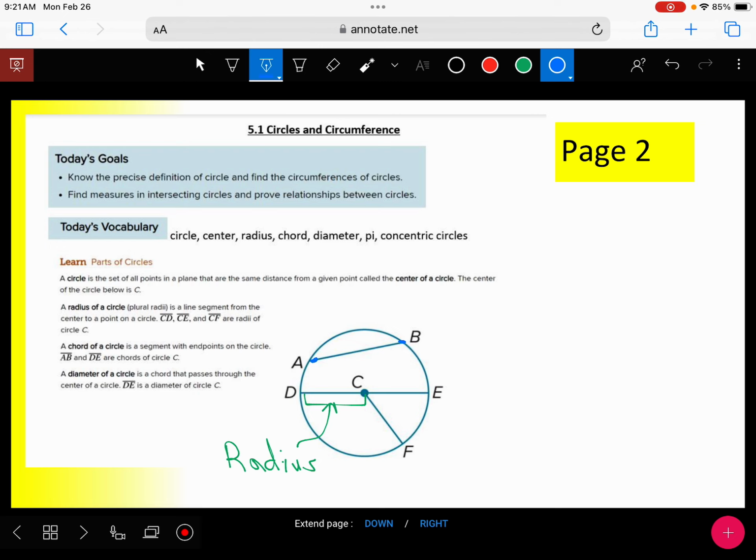A special type of chord is something we call the diameter. The diameter is a chord. Remember, for a chord, both endpoints are on the edge of the circle. The diameter is special because it runs through the center of the circle. So the diameter is just a special chord that runs through the center. For us, a diameter could be line segment DE because it's a chord. Both endpoints are on the edge of the circle, but it also runs through the center. So DE would be a diameter.